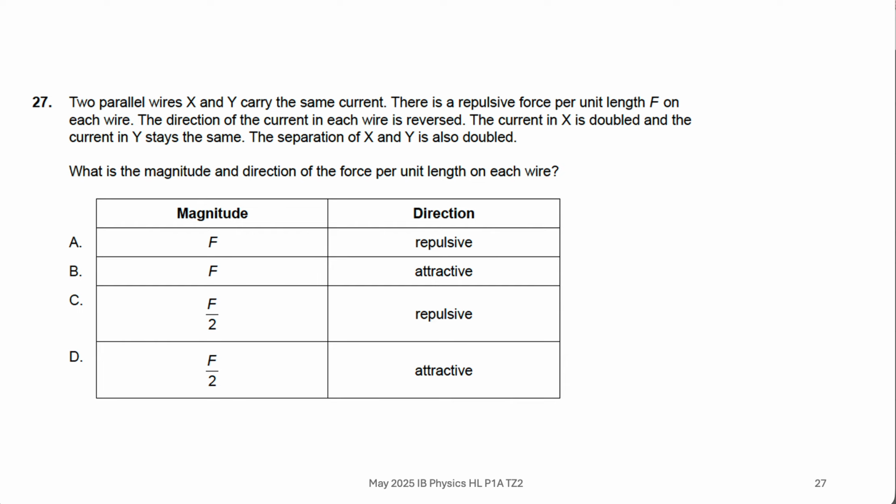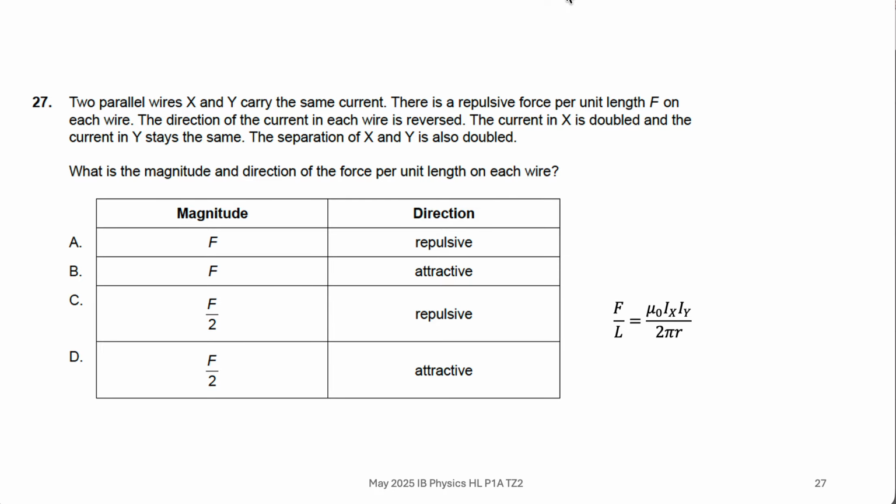Okay, so we know initially that there is a repulsive force. That's important because later we're going to have to determine if a new force is repulsive or not. And we know that that is F on each wire. The direction of the current in each wire is also reversed. Okay, and the current in X is doubled, and the current in Y stays the same. We also double the separation.